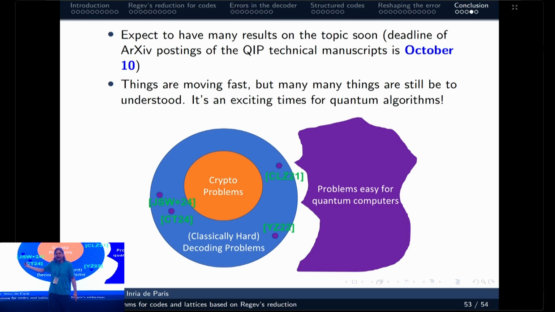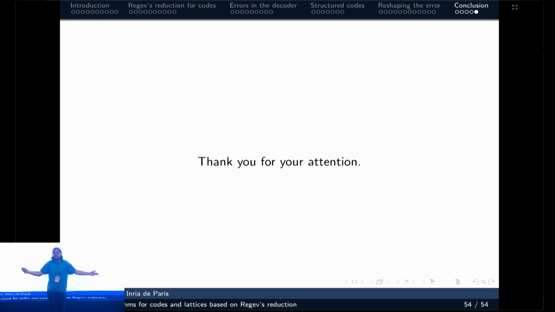It's very exciting, and we don't know whether the purple wave will collapse onto the blue region or the orange region, or if someone will just remove the little purple dots and say, no, that's just a hoax. These problems are still hard for quantum computers, and this kind of family of algorithms won't work. So it's very exciting times, and we really don't know. It's really open. So on this, thank you very much for your attention.